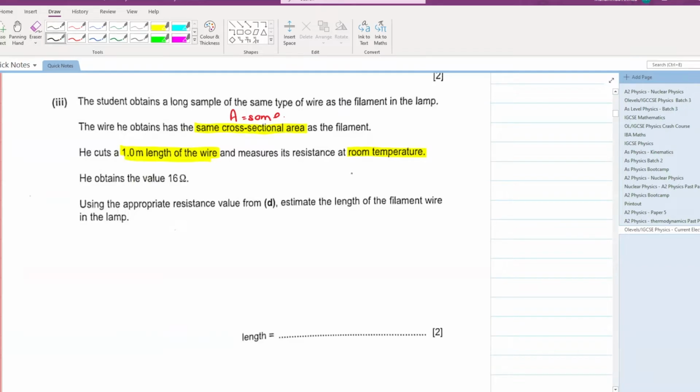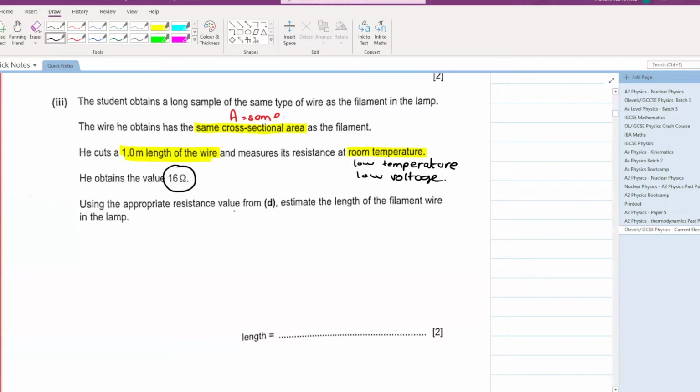Okay. So if you are at the room temperature, that means you will have a low temperature comparatively. A low temperature means that you will have a low voltage across the filament lamp or the wire. Okay. He obtains 16 ohm as its reading.